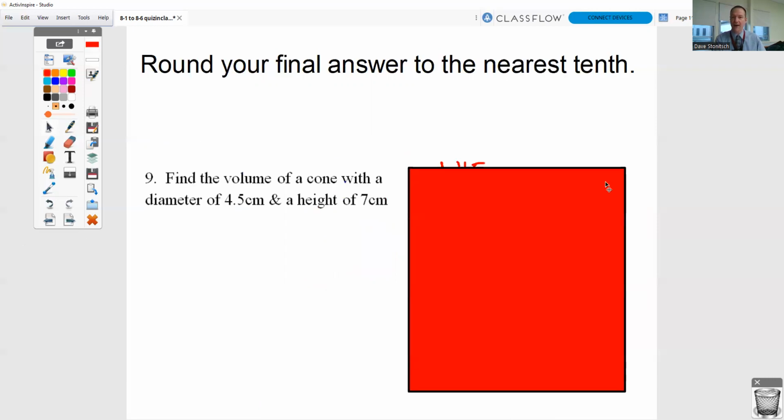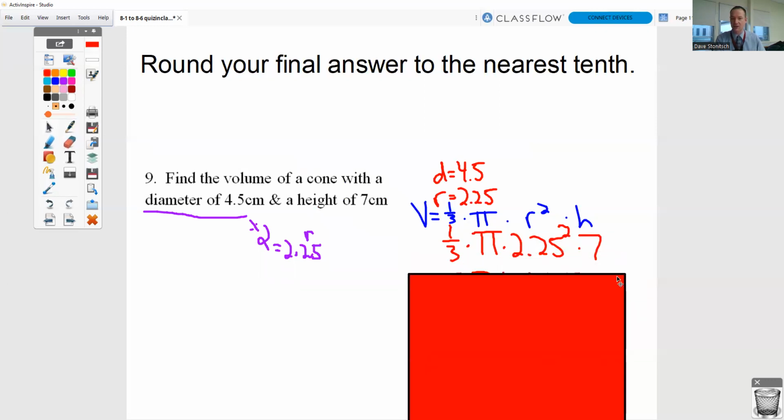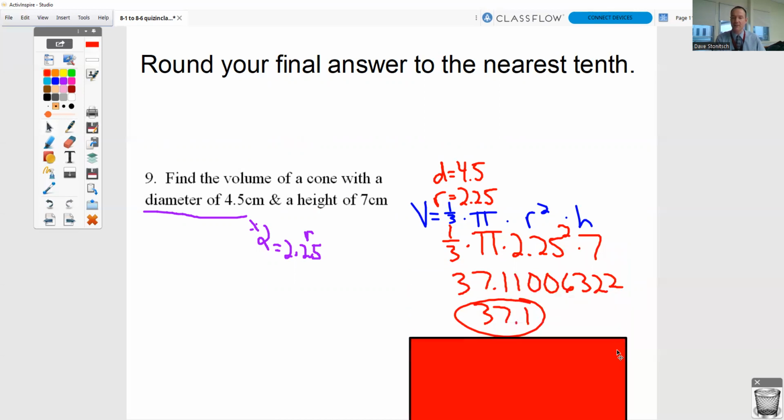In question number 9, you're finding the volume of a cone. With the cone, notice that it says that it has a diameter of 4.5. We never want the diameter. You always want the radius. So we have to divide that 4.5 by 2 to give us 2.25 for your radius. And then it says that it has a height of 7. So when we stick those numbers into the formula, 1/3 times pi times r squared times h, we have 37 point blah, blah, blah, rounding to the nearest tenth.